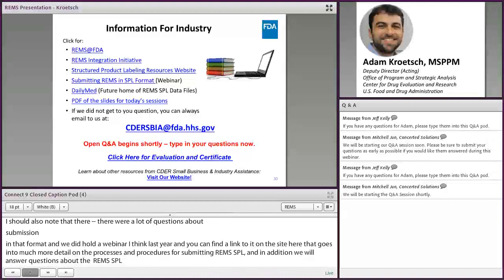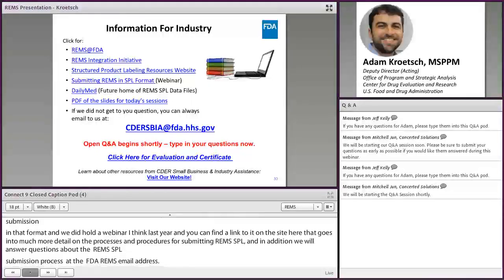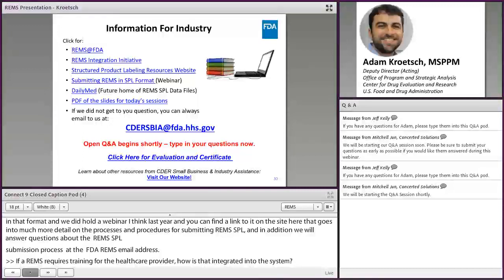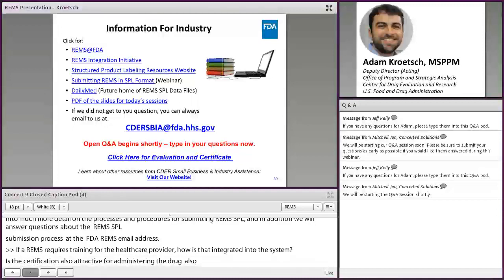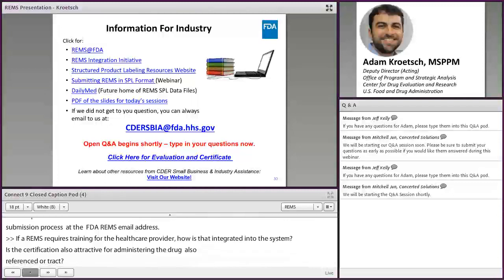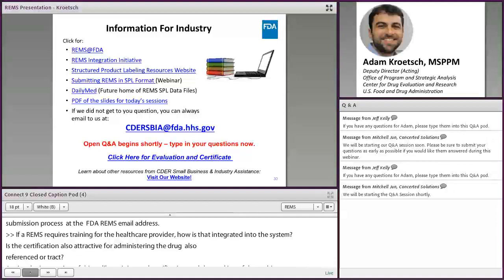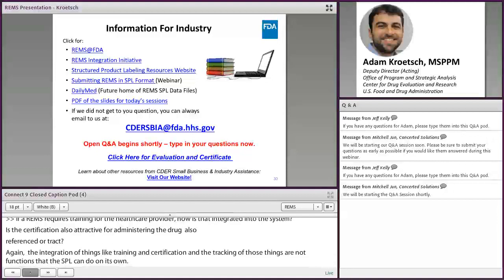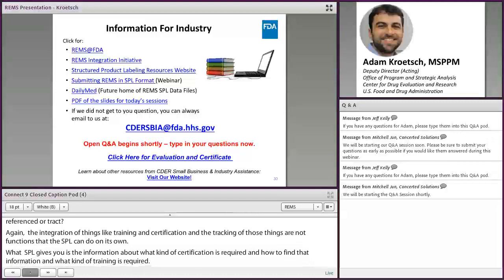Is the certification also tracked for administering the drug also referenced or tracked? So again, the integration of things like training and certification and the tracking of those things are not functions that the SPL can do on its own. What SPL gives you is the information about what kind of certification is required, how to find that information about that certification, what kind of training is required, and how to find information about training. The actual act of certifying, the actual work taken to train, happens outside of SPL within the systems that you're using, and it may vary from REMS to REMS.